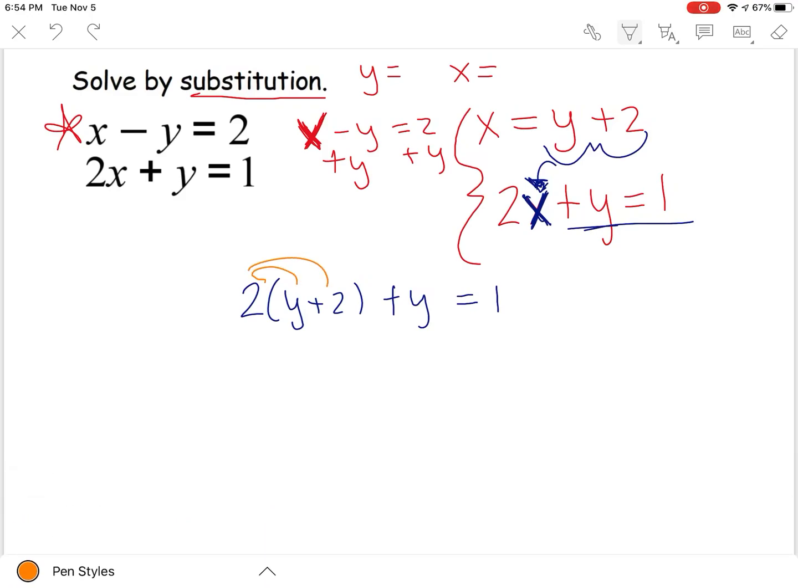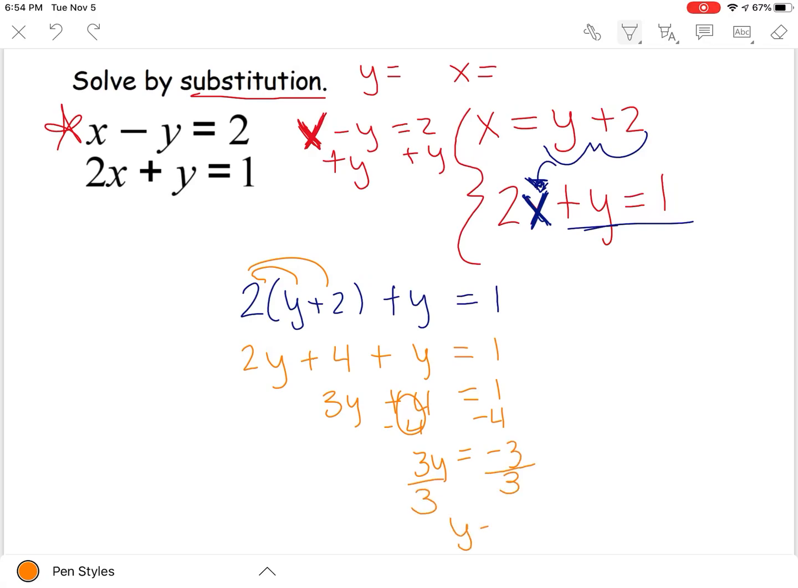Well, first step, we need to distribute, so we'll have 2 times y is 2y, 2 times 2 is positive 4, and then we're still adding y, and it's still equal to 1. And from here, we can just combine like terms. 2y plus y is 3y, plus 4 equals 1. We could subtract 4 from both sides, so we get 3y. 1 minus 4 is negative 3. 3y equals negative 3. We could divide by 3 on both sides to figure out that y is equal to negative 1.